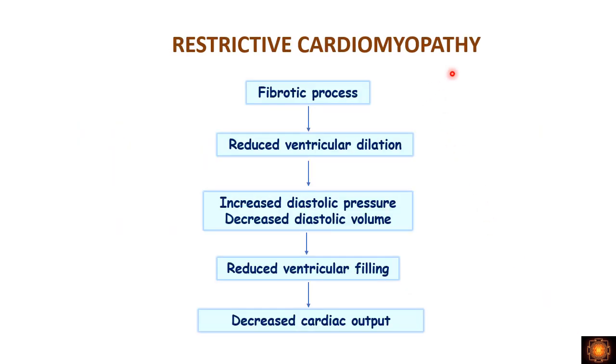The main mechanism is that there is some infiltrative process, or there is destruction of the myocardiocytes which causes fibrosis. So we have a fibrotic process, because of which the dilatation of the myocardium is lost. You have reduced ventricular dilatation that leads to increased diastolic pressure and decreased diastolic volume, because it cannot expand more. The pressure during diastole is higher and there is reduced ventricular filling. Obviously that leads to decreased cardiac output, and later on the patient goes into cardiac failure. This is the basic mechanism in restrictive cardiomyopathy.